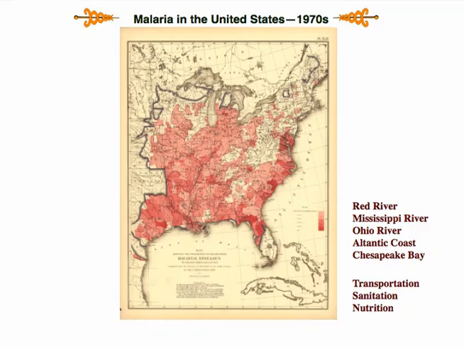Right, okay. All right, just to remind me to tell you that we had transmission of malaria in the United States through the 1970s. And these are the areas where there were Anopheline mosquitoes capable of transmitting. The last transmission was in the Tennessee Valley.